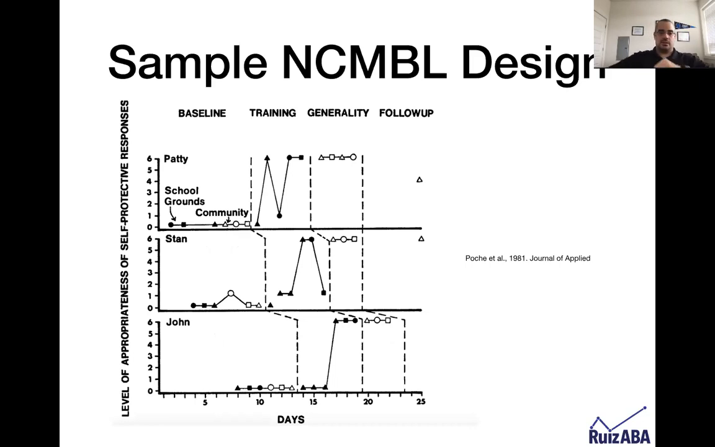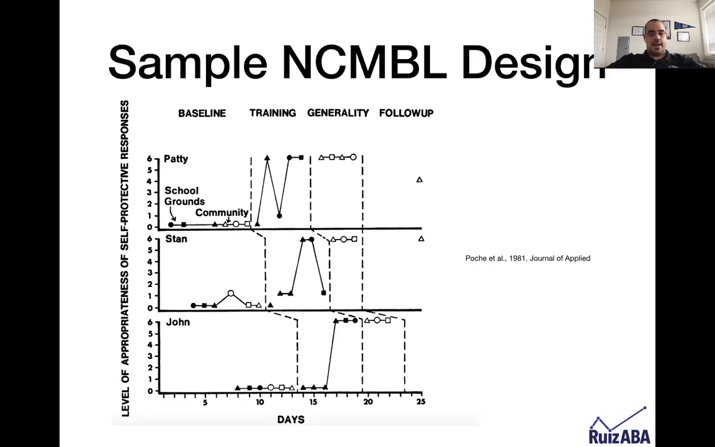So let's take a look at what that looks like. Well, here we have, you'll notice that there are three different sets of data points. There's school grounds, there's community, and you'll notice that for three participants, there's Patty, Stan, and John. Those baselines were just not collected at the same time at all. And that's done by design. So these three people could be in three different places, and they likely are, but they're measuring the same thing. And then they had a baseline phase where Patty received treatment first because she had the most stable baseline.